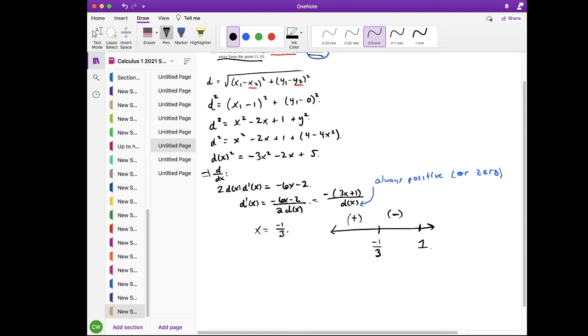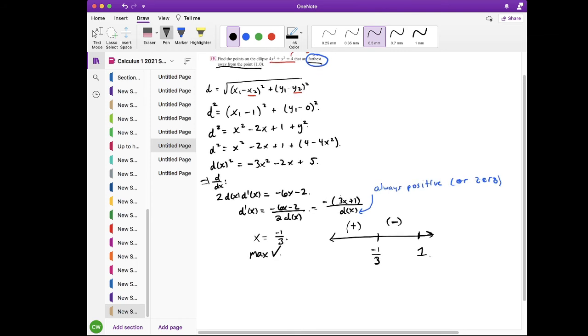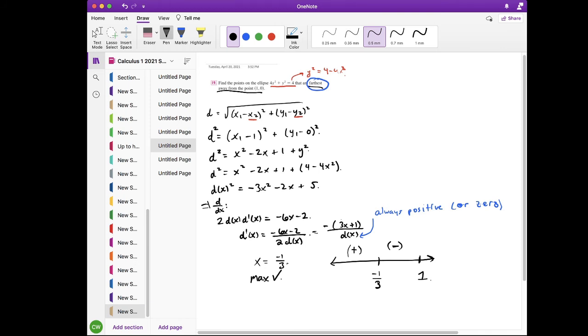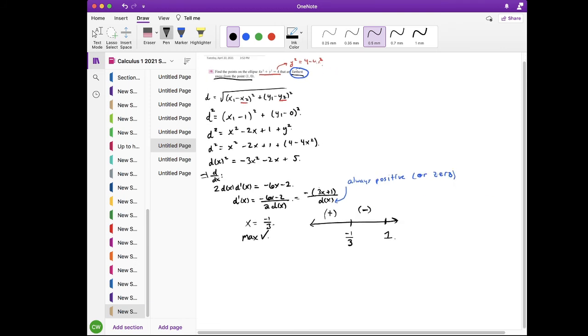So it truly is a max. We only had one value for x, so obviously, if it's asking for the farthest point away, then this should be okay. Oh, by the way, if you plug something in, oh right, okay, so this is a max. So what's the y value? Be careful.